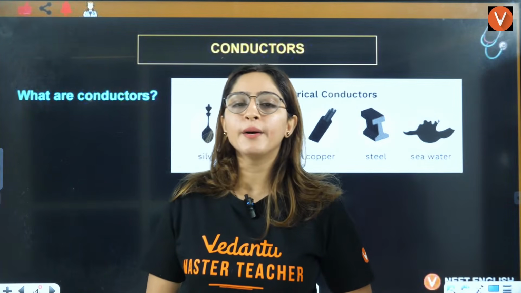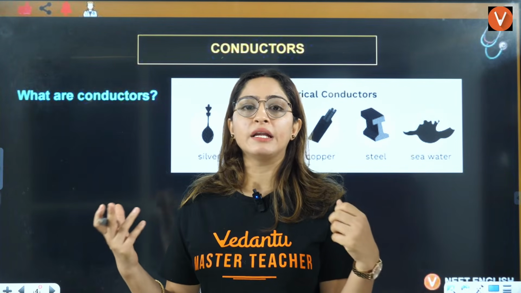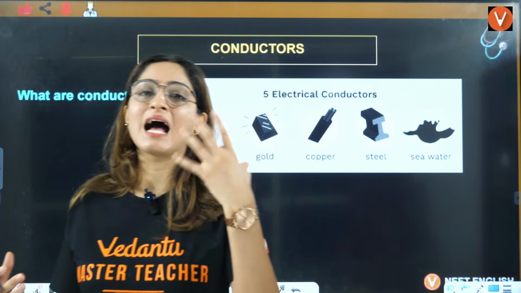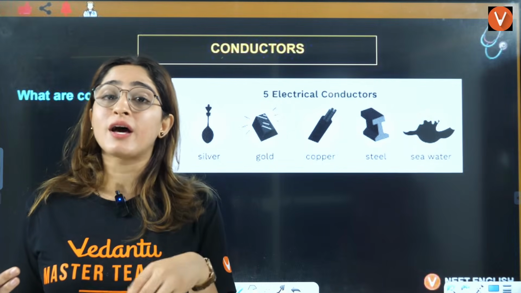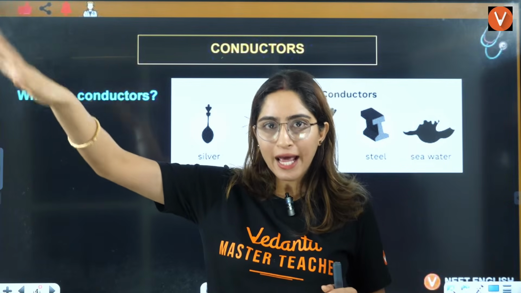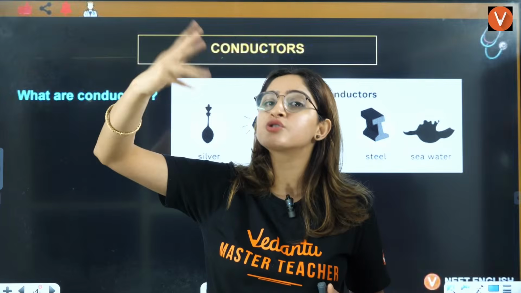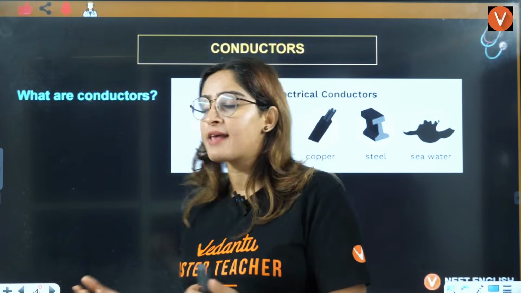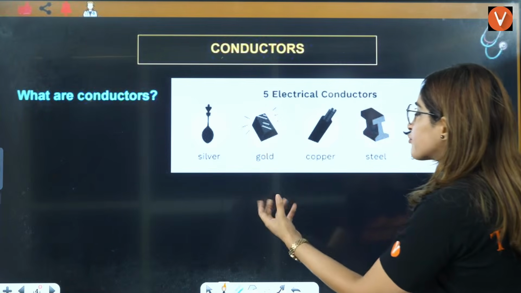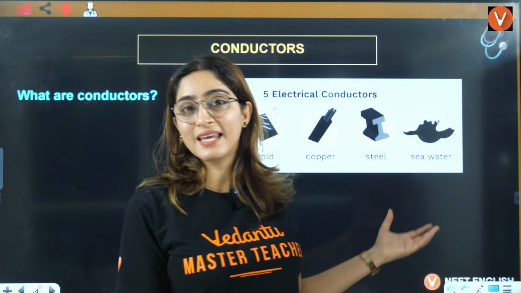Talking about conductance, conductivity, molar conductivity, equivalent conductivity, firstly you need to understand what exactly are conductors and what are insulators, right? Conductors are those which allow electricity to pass through them. For example, we have silver. All the metals are conductors. We have gold, we have copper, steel, sea water, NaCl.